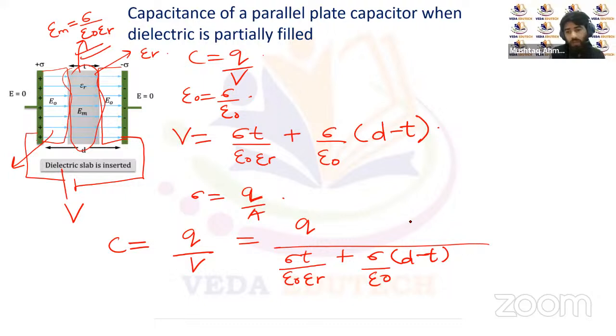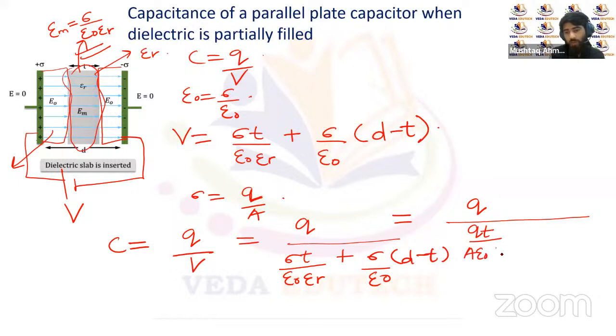We can substitute the value of sigma here. We'll be left with Q T upon A epsilon naught epsilon r plus Q upon A epsilon naught multiplied by D minus T. So this Q and Q will get cancelled, and we'll be left with the capacitance.